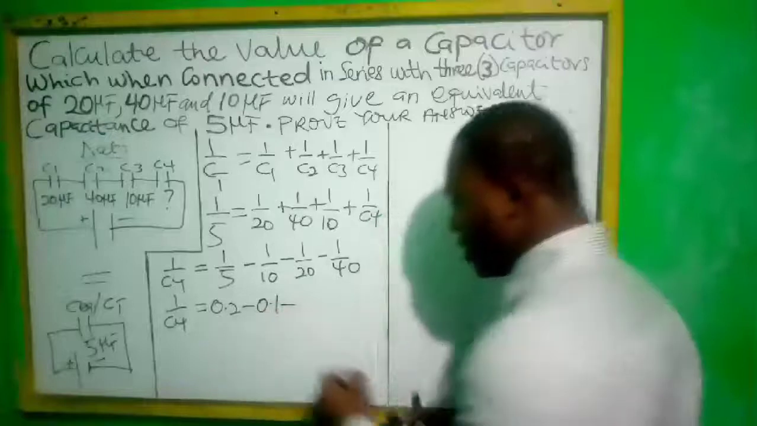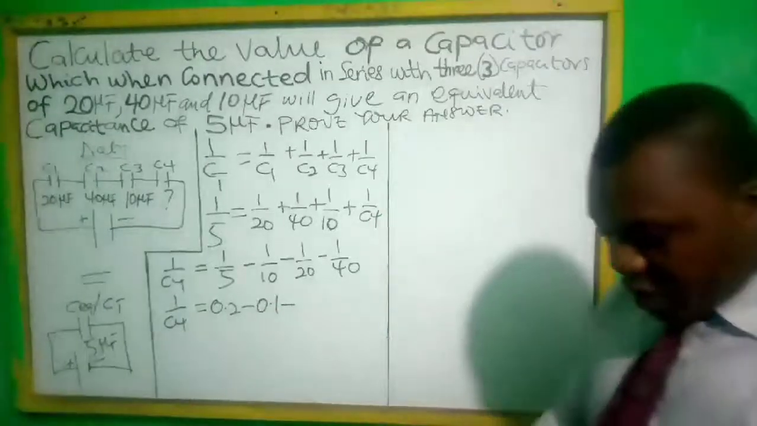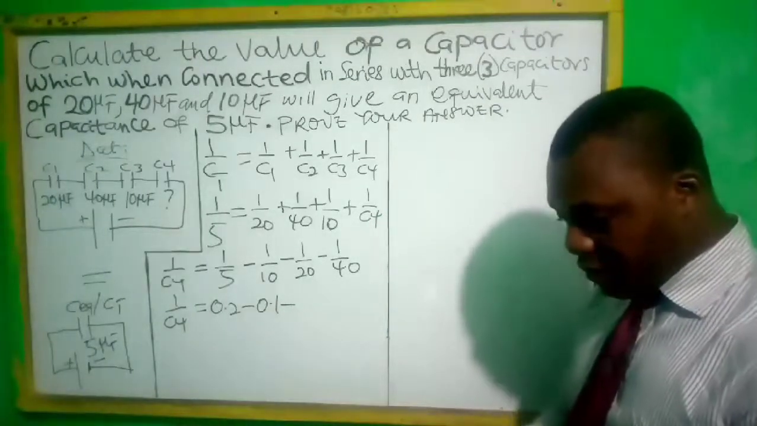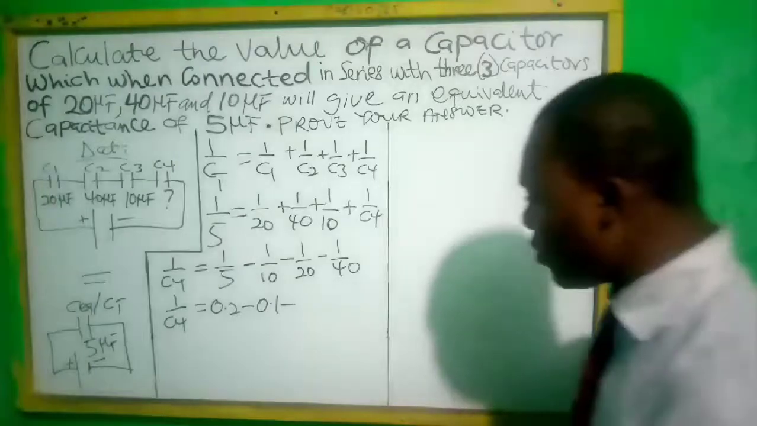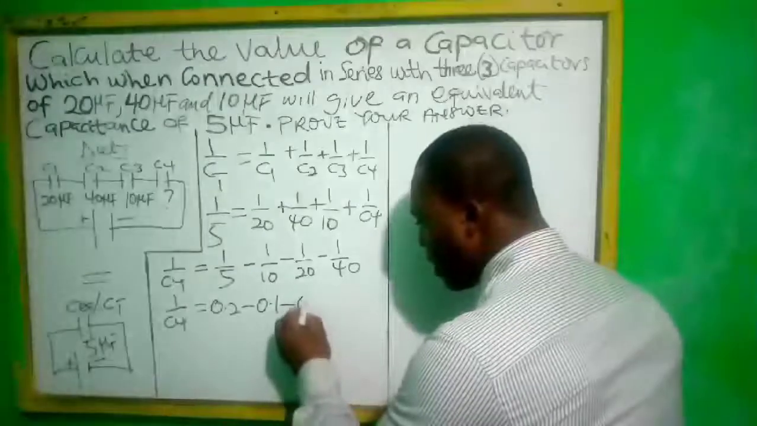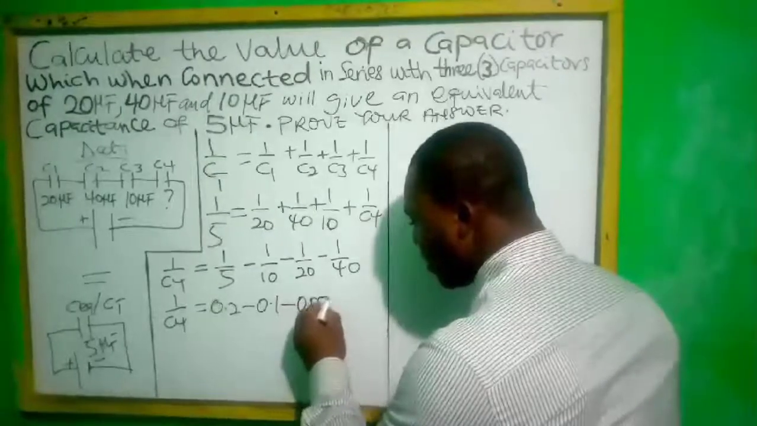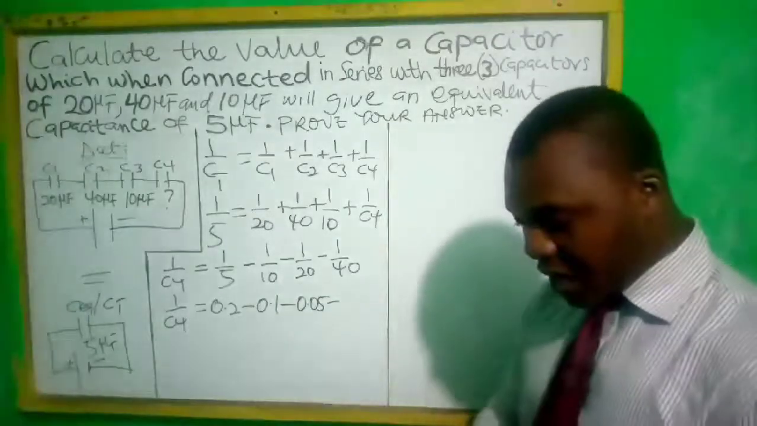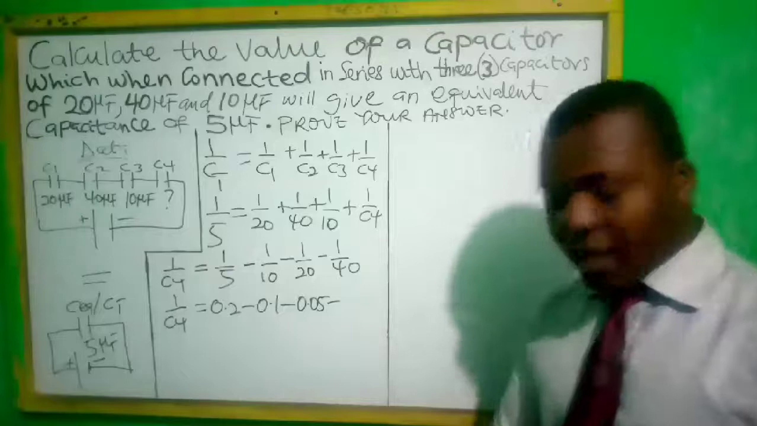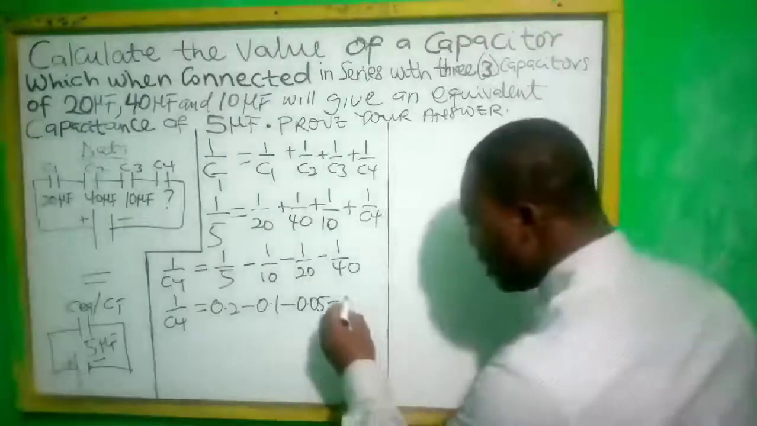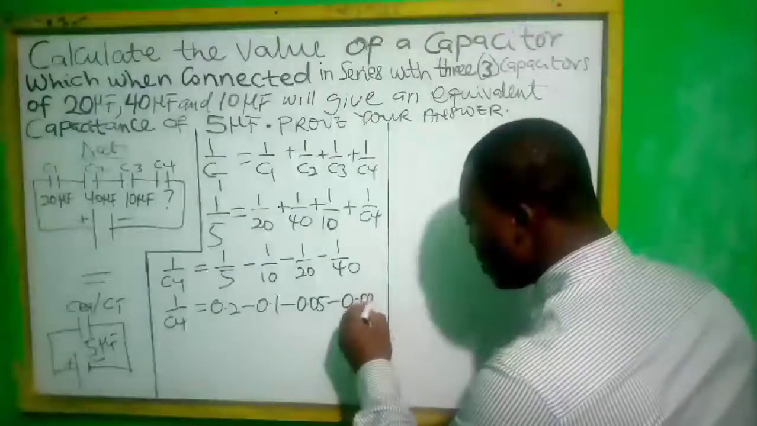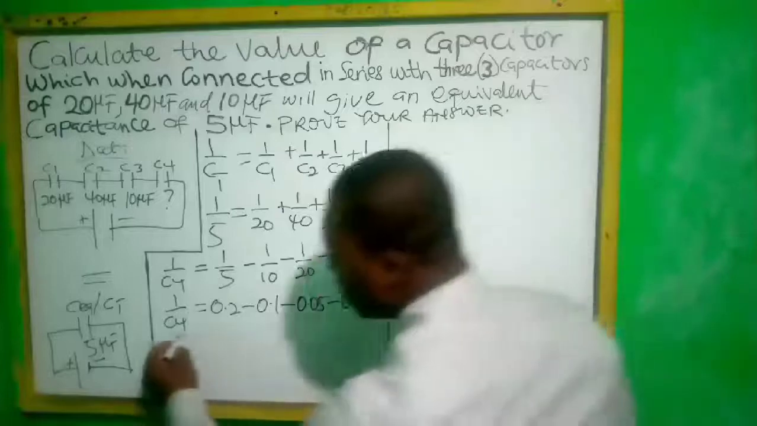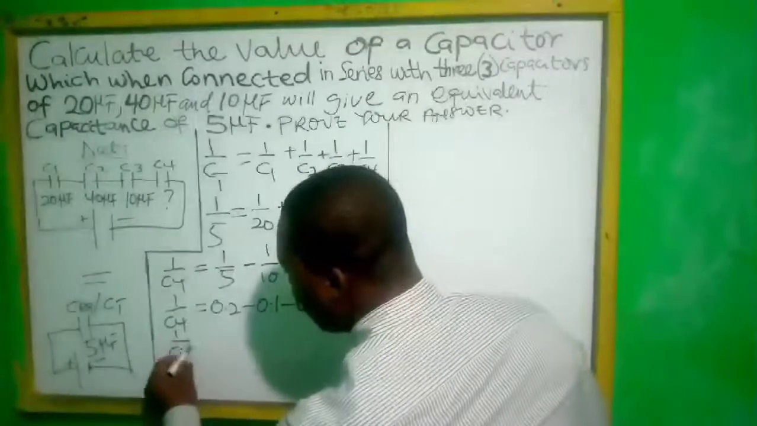0.1 minus 1 divided by 20. 1 divided by 20, we are going to get 0.05. So 0.05 minus 1 divided by 40. 1 divided by 40, we are going to get 0.025.